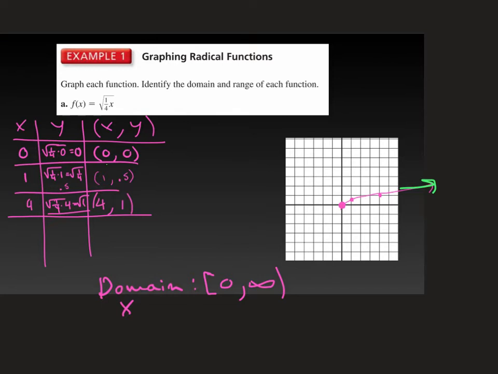So to find out what the domain and range is by looking at the graph, domain is our x values, so always start with the smallest and go bigger, so start with the left side. And where does our graph start? It starts at 0, and then it keeps going forever in the right direction, so our domain keeps going to infinity.